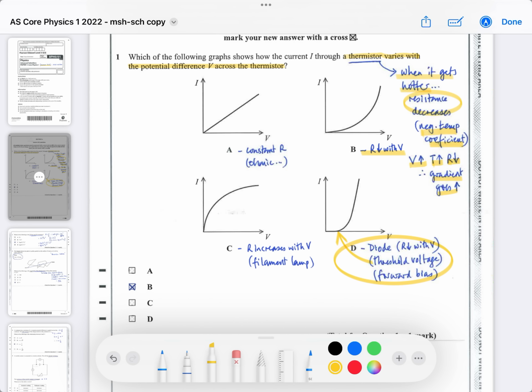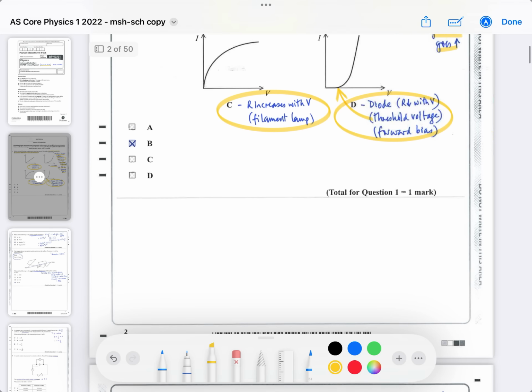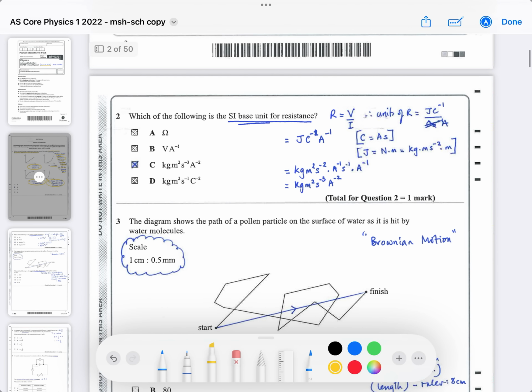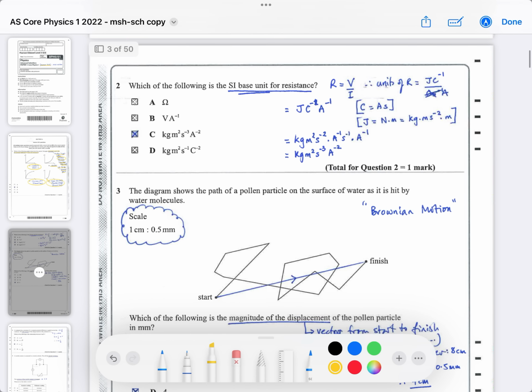The first one is constant resistance, so that will be an ohmic conductor, something like a fixed resistance. And this one is a filament lamp, where the resistance increases with temperature. So the answer is B. You need to know these shapes, and they will give it to you in different ways, so you need to make sure you've tried as many questions as possible.